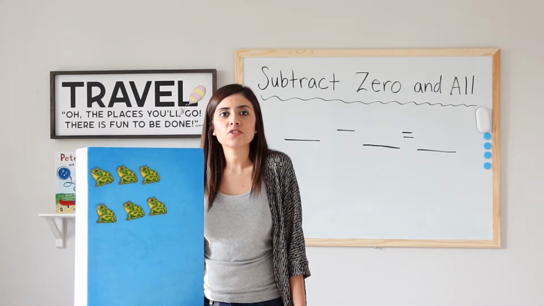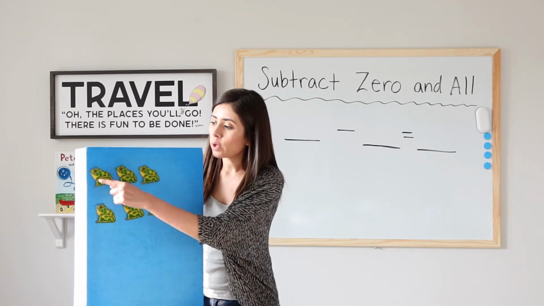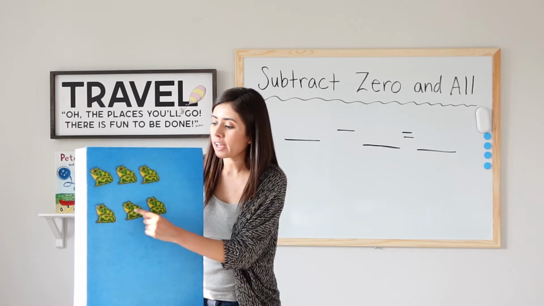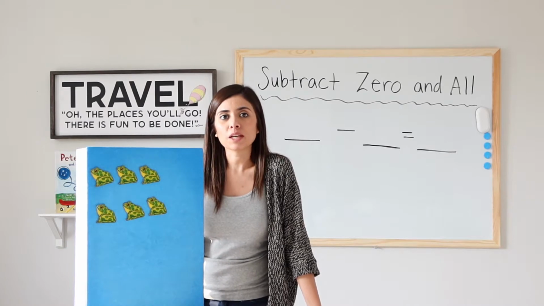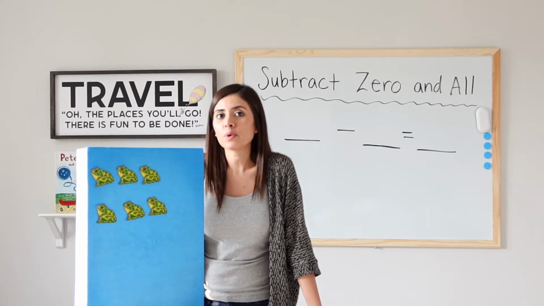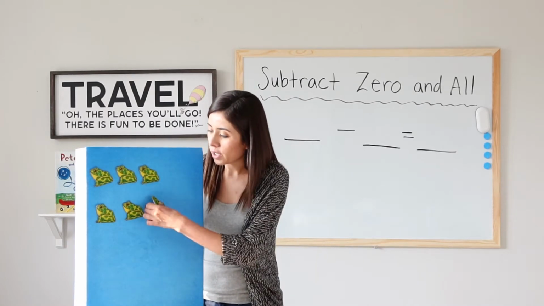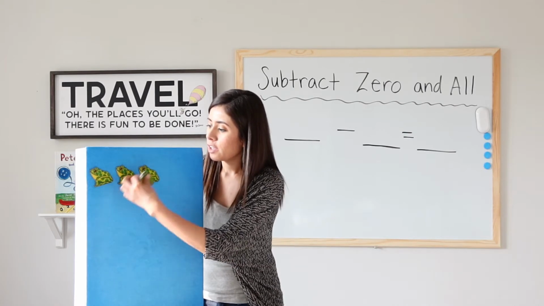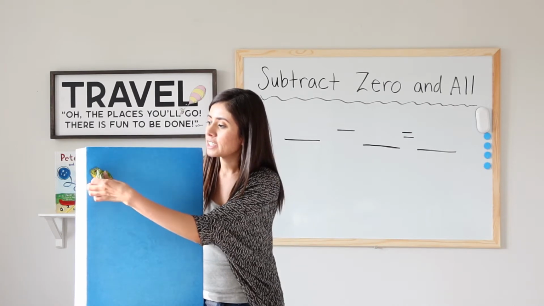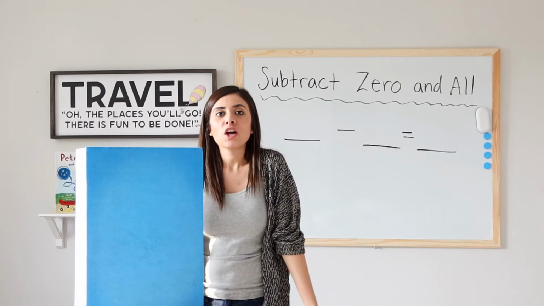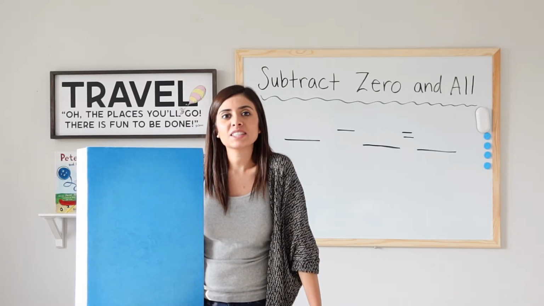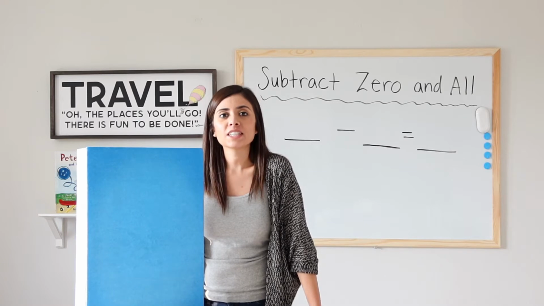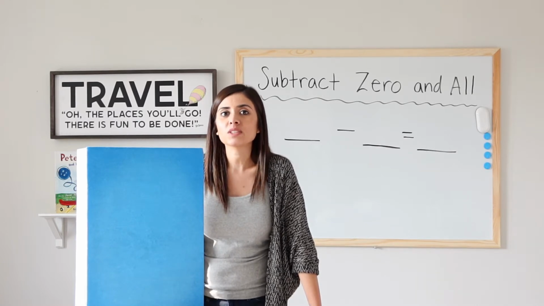I have 6 frogs resting on a rock. 1, 2, 3, 4, 5, 6. All 6 frogs decide to go swimming. So let's take those frogs away from the rock. 1, 2, 3, 4, 5, 6. Splash. So how many frogs do I have left? 0. Very good. 6 minus 6 equals 0.